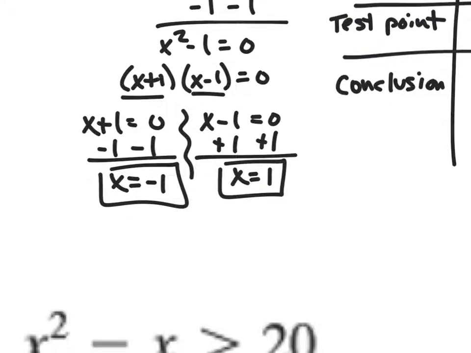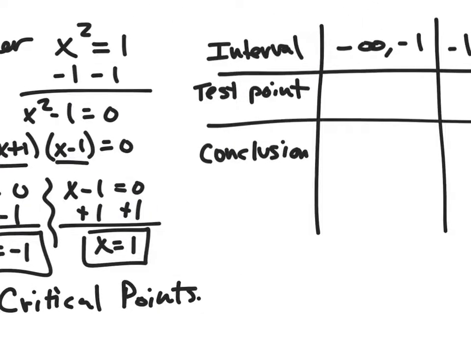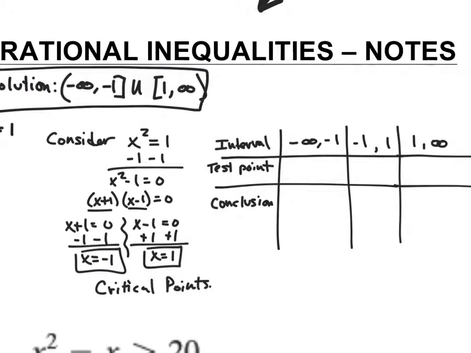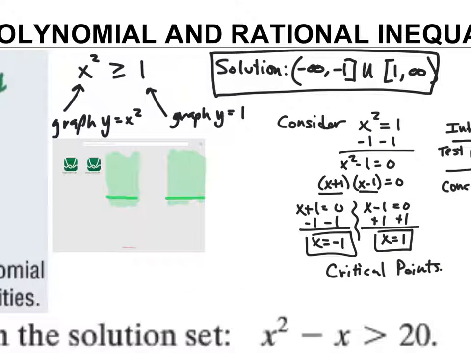When I solve this equation, I'm going to call these answers critical points, okay? Those are the points at which I know it's going to change from being above the graph or below the graph, okay? And that was these points here. So negative 1 and 1, that's where these two graphs actually intersected, okay? But in order for us to find them, we have to be able to solve these equations, okay?